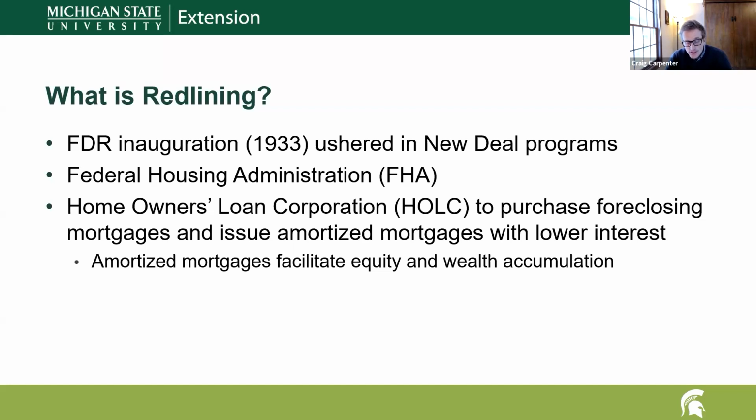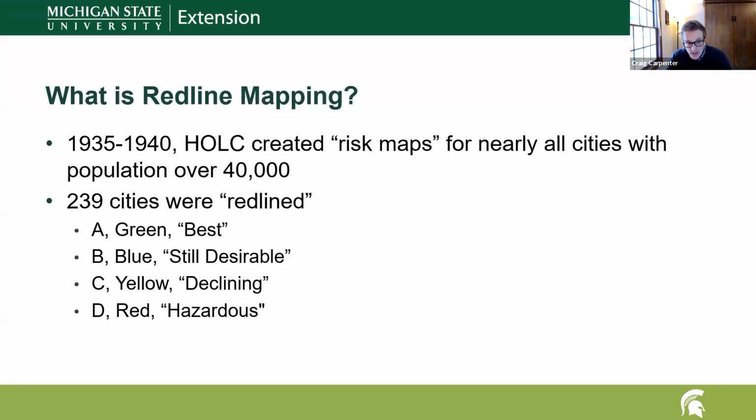Just to take a step back, a lot of this started in FDR programs and New Deal programs in the 1930s and 40s. Many of these programs, not just housing programs, explicitly excluded or impoverished people of color. One of those programs was the FHA, which of course still exists today and does lots of work, and the Homeowners Loan Corporation. The Homeowners Loan Corporation bought foreclosing mortgages and issued amortized mortgages with lower interest rates to folks. And of course, amortized mortgages help facilitate wealth accumulation and housing in general. And mortgages are a huge part, especially in the United States, of how people accumulate wealth as they age.